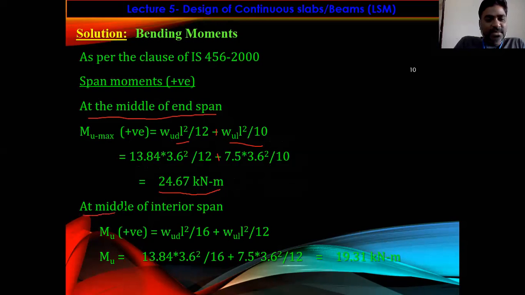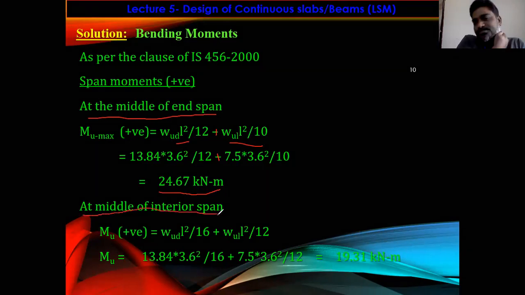Similarly, at middle of interior spans, that is Mu positive, that is WL square by 16 plus WL square by 12. Substituting the values, 13.84 into 3.6 square by 16 plus 7.5 into 3.6 square by 12. That will be 13.31 kilonewton meters.